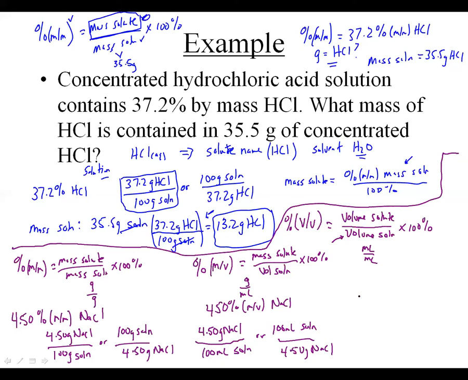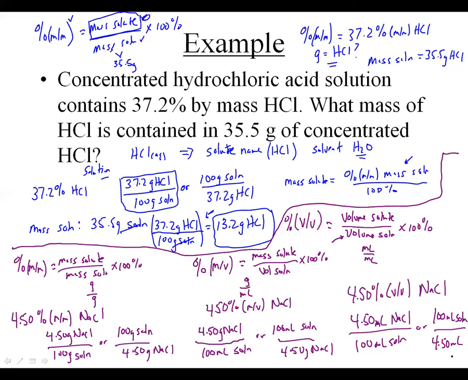And lastly, if you had a 4.50% volume to volume sodium chloride, that would mean you would have 4.50 milliliters of sodium chloride over 100 milliliters of solution. Or in 100 milliliters of solution, you would have 4.50 milliliters of sodium chloride. So they all work the same in terms of the math of the problem. It's just different units: percent mass to mass is grams and grams, percent mass to volume is usually grams and milliliters, and percent volume to volume is usually milliliters and milliliters. Again, the volumes could change, but a lot of times when we measure things out, we use milliliters a lot.